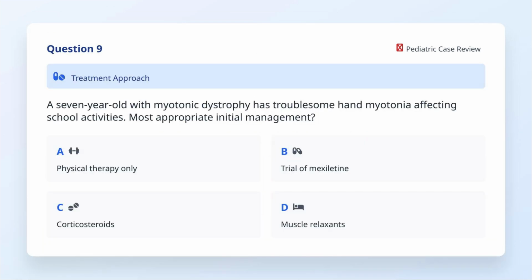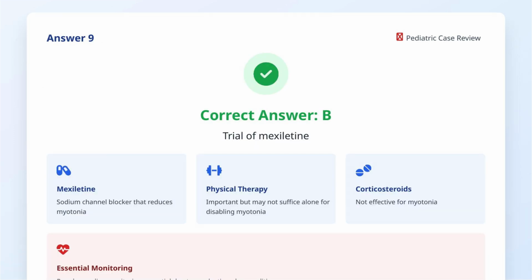A 7-year-old with myotonic dystrophy has troublesome hand myotonia that affects school activities. What is the most appropriate initial management? A. Physical therapy only. B. Trial of mexiletine. C. Corticosteroids. D. Muscle relaxants. The correct answer is B.